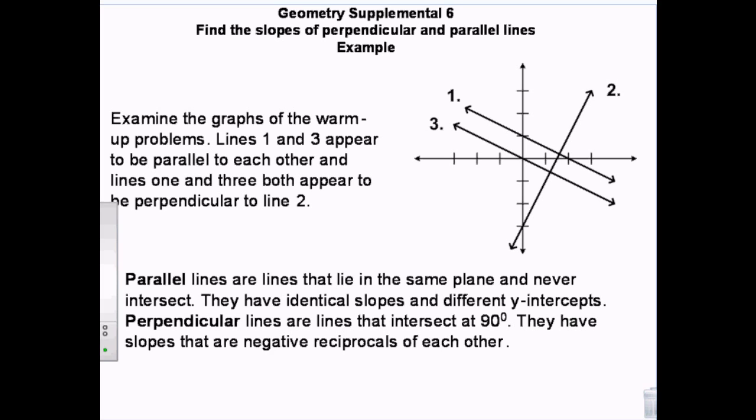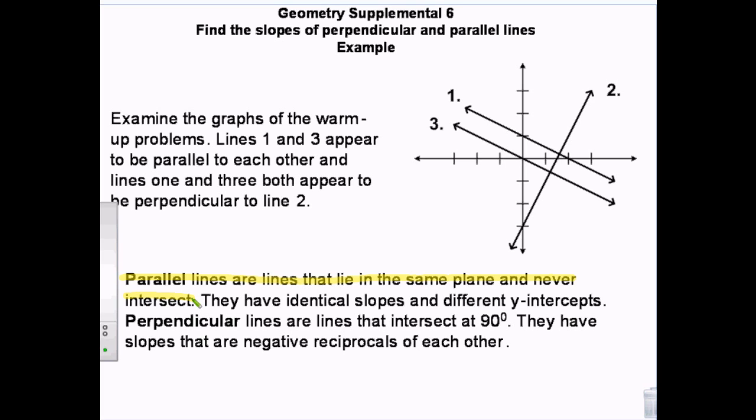They lie in the same plane and never intersect. Now what that means is in the same plane, they're on the same piece of paper. Remember we talked about skew lines before? If I have lines on 2 separate sheets of paper, they'll never intersect, but that doesn't make them parallel. They have to be on the same plane, same sheet of paper.